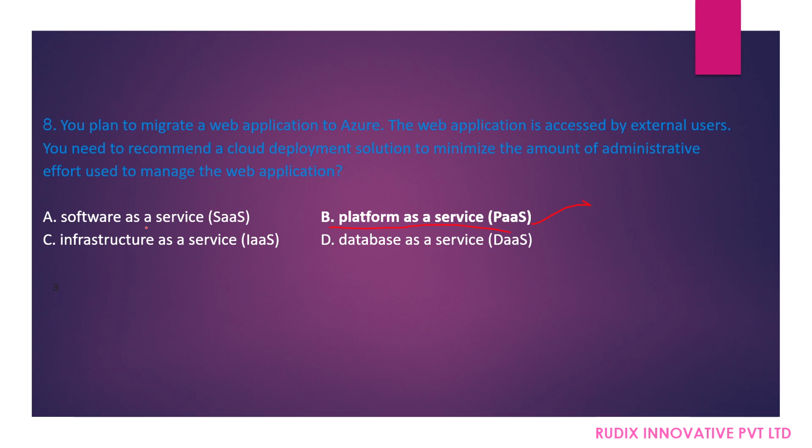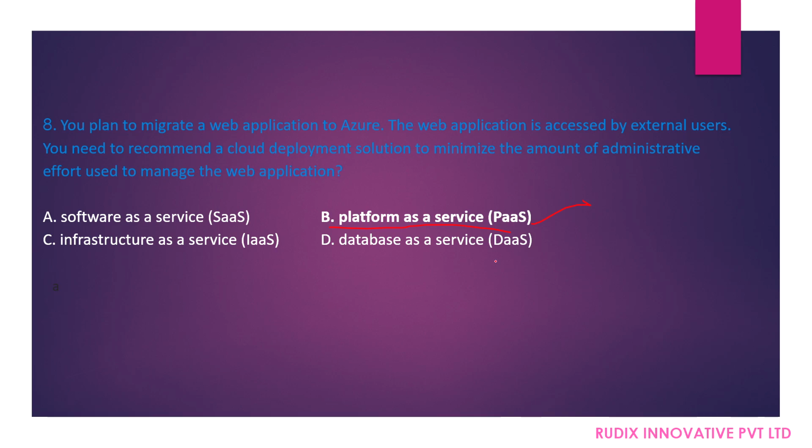Why is software as a service not the answer? It refers to ready-to-use software applications hosted in the cloud, where the provider handles all maintenance and updates, not migration for custom web applications. Why is option C not the answer? Infrastructure as a service is not. It is virtualized computing resources over the network where users manage the application, data, runtime and middleware, so there is more administrative effort compared to platform as a service.